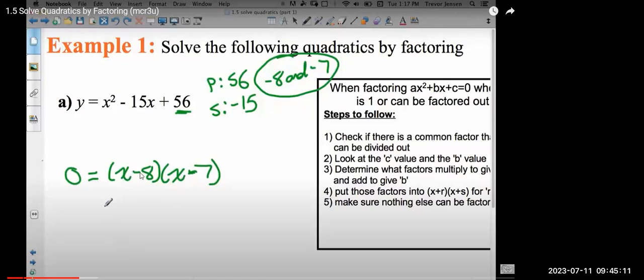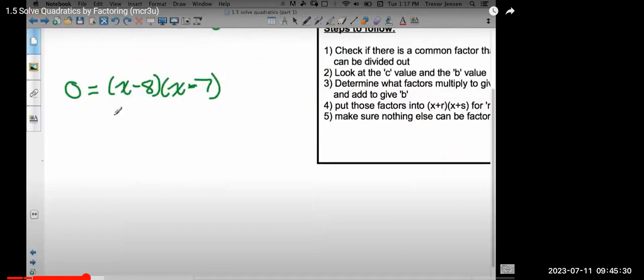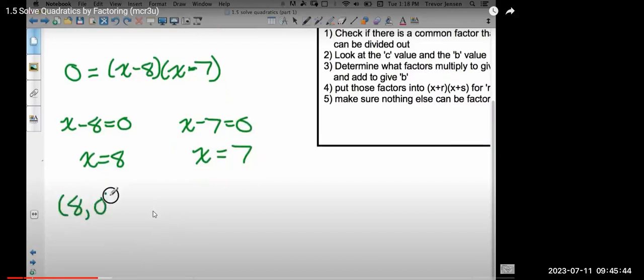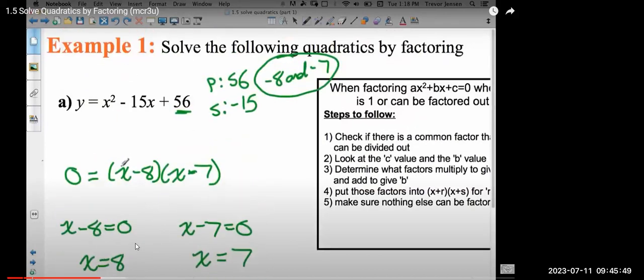Because when x is 8, this whole thing is 0, and 0 times anything gives you 0. If x is 7, that means it's going to be 7 minus 7, which is going to equal 0. So anything times 0 is still 0. So it works out. So our x-intercepts are (8, 0) and (7, 0). Those are the two places this quadratic would cross the x-axis.